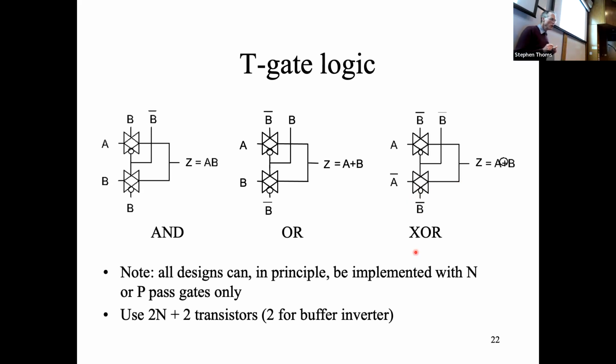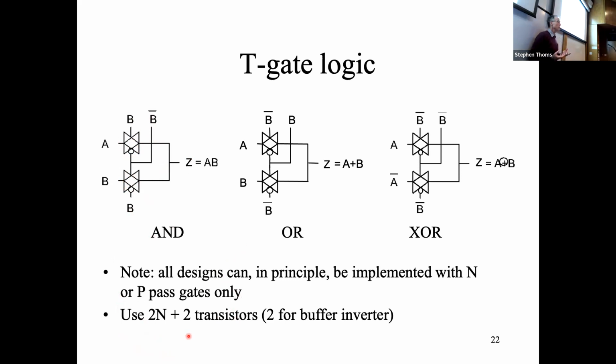So in principle, all designs can be implemented with N or P pass gates only. And you need, this is again where N gets meaning two different things in two different sentences, you need 2N plus 2 gates. So, okay, how many transistors do you need? Well, if you look at the number of transistors you've got here, you've got 2 transistors to make this transmission gate. You need 2 for this transmission gate, and you need 2 for the inverter, because you've got a B and a B bar. So you need 6 transistors. So you've got 2 inputs, you need 6 transistors. So it's 2N plus 2.